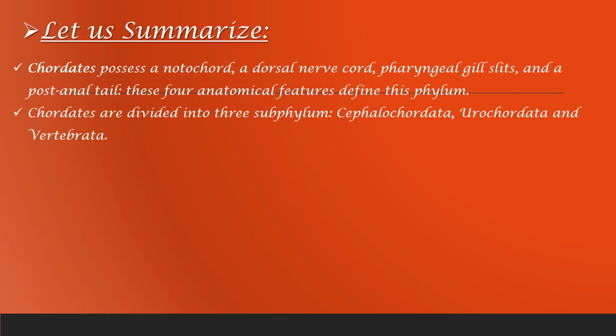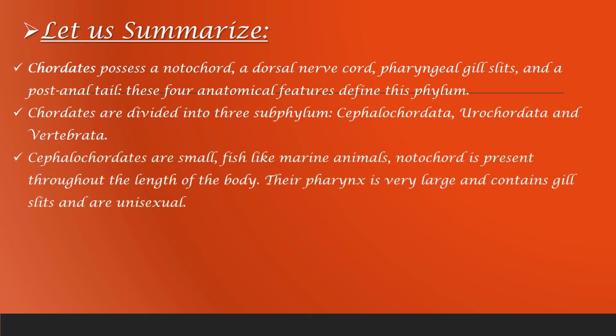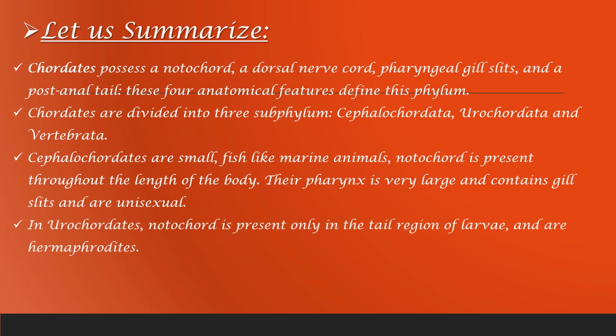Cephalochordates are small, fish-like marine animals. The notochord is present throughout the length of the body. Their pharynx is very large and contains gill slits, and they are unisexual. In Urochordates, the notochord is present only in the tail region of larvae, and they are hermaphrodites. In Vertebrata, the notochord is replaced by the vertebral column. Vertebrates are classified into 6 classes based on their anatomical and physiological features.